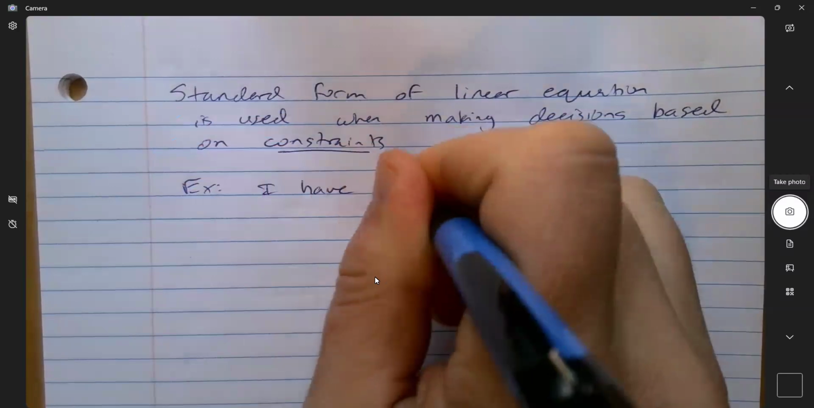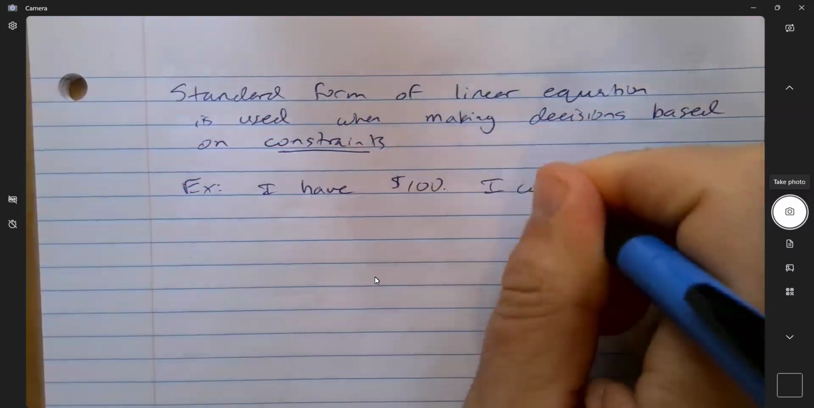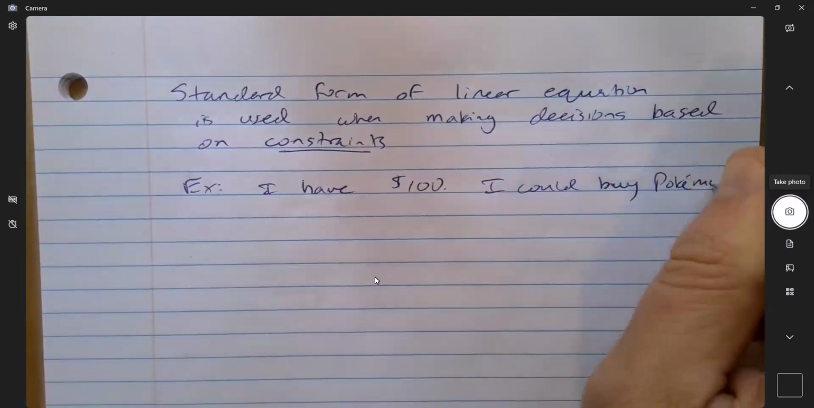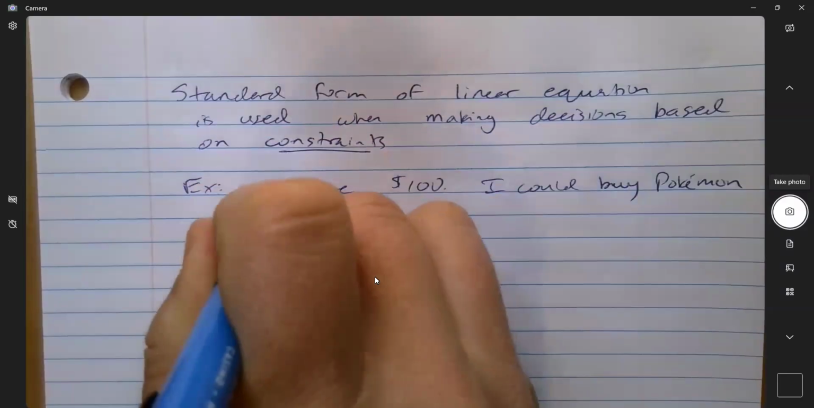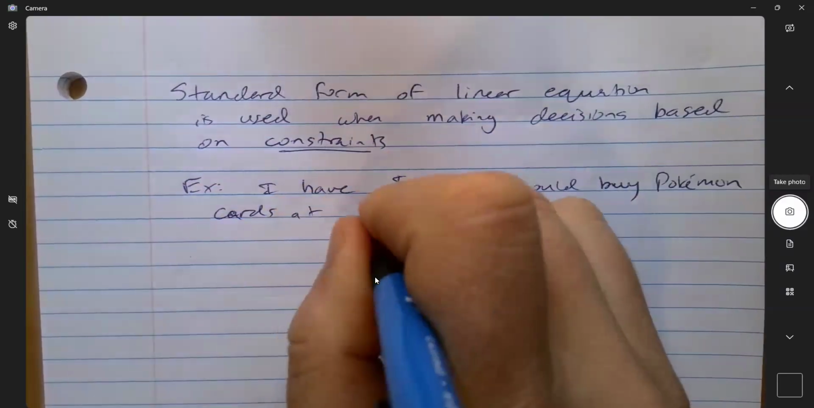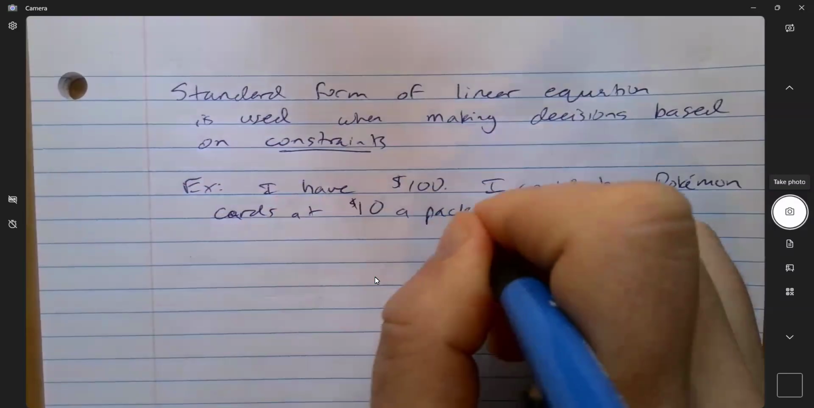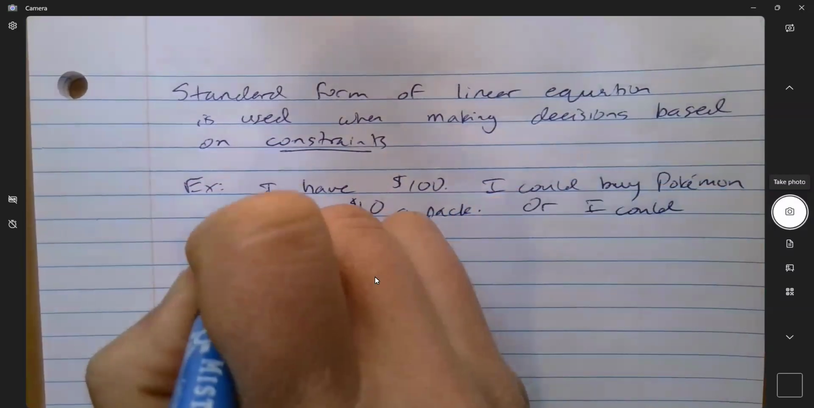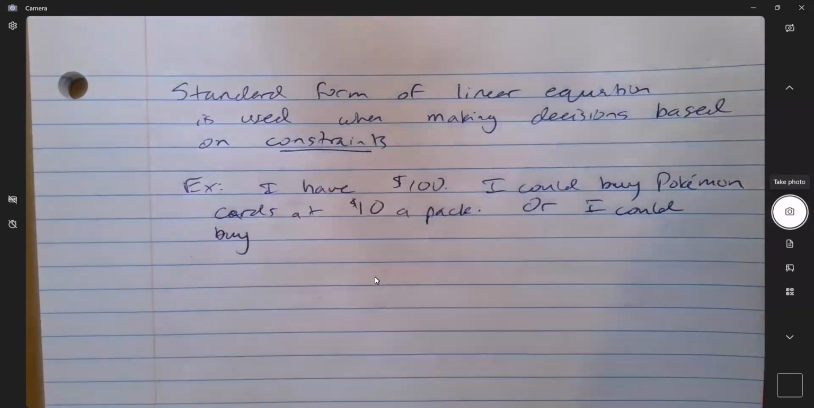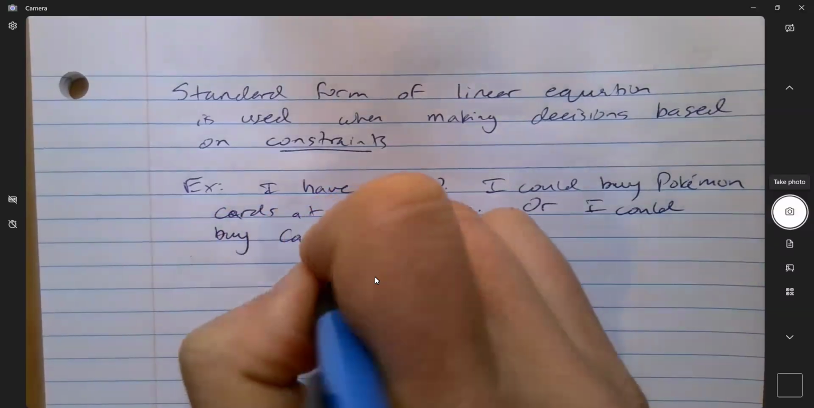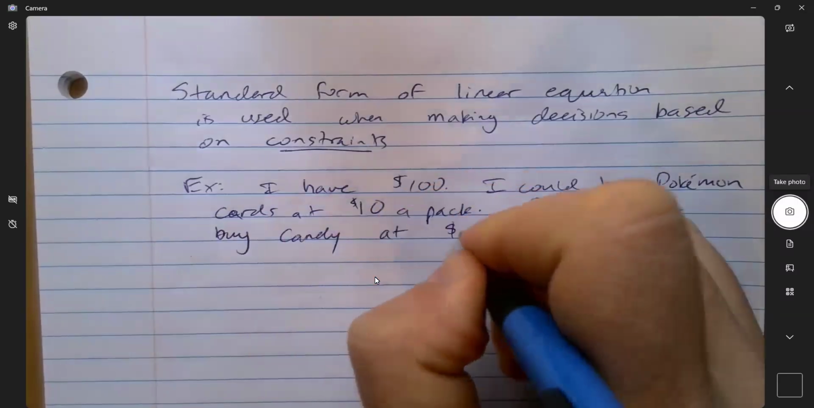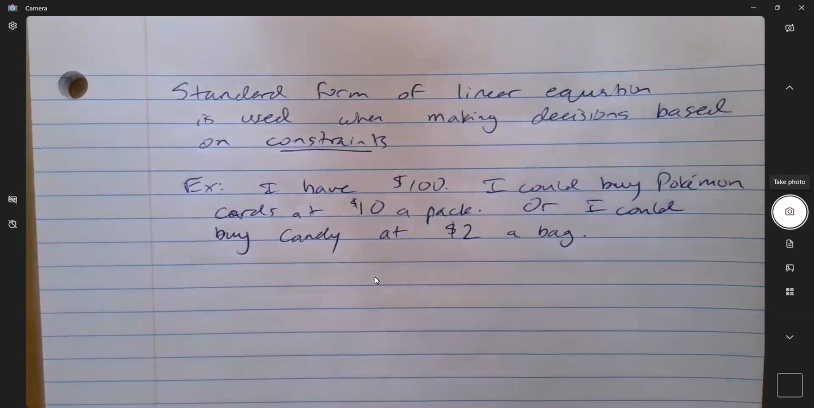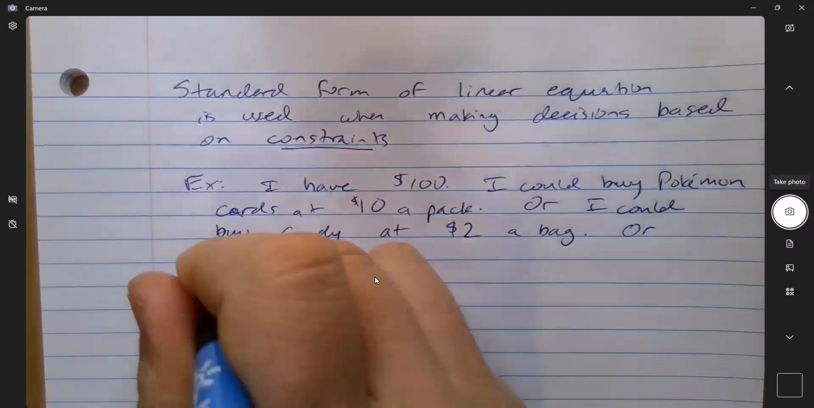I have $100. I could buy Pokemon cards at $10 a pack. Or I could buy candy at $2 a bag. Or I could buy a combination.